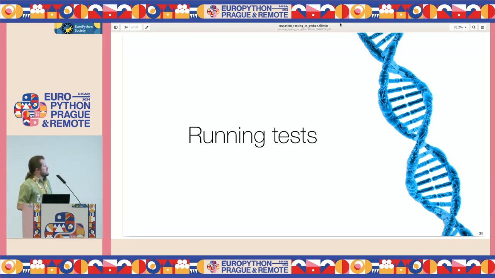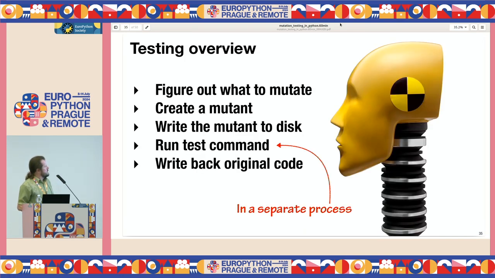Running tests. The testing overview is, we've kind of talked about this a little bit, but we figure out what to mutate. We scan the AST. We create a mutant. We write that mutant to disk, and we run the test command. That's supposed to be animated, but we run that in a separate process.